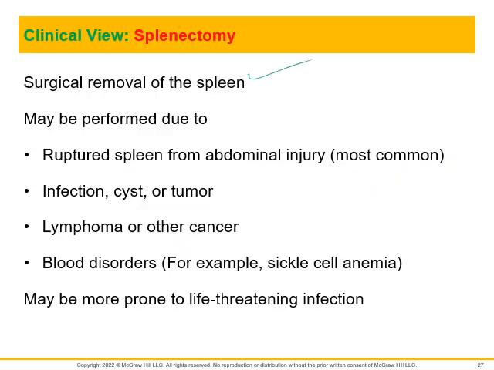Sometimes the spleen needs to be removed. So if the spleen ruptures, if there's some sort of abdominal injury, if there's some sort of infection or tumor or cancer or some sort of blood disorder, you may have some issues with infection, but you can live without a spleen.